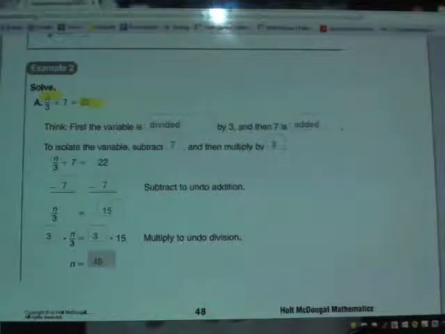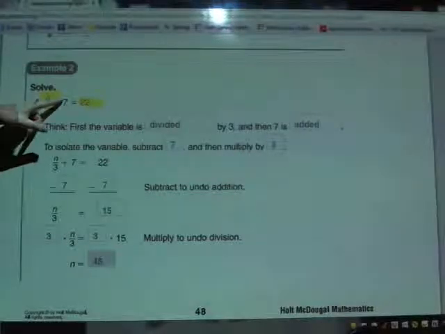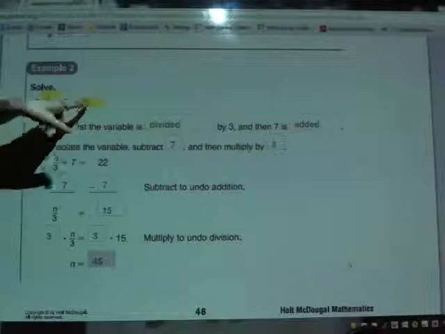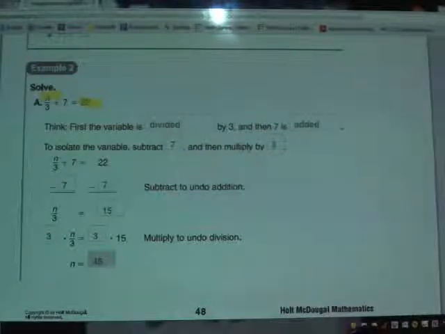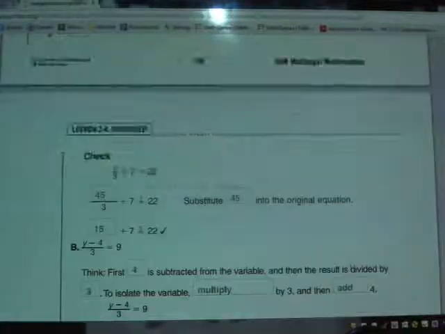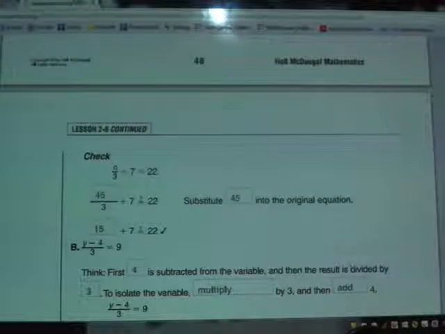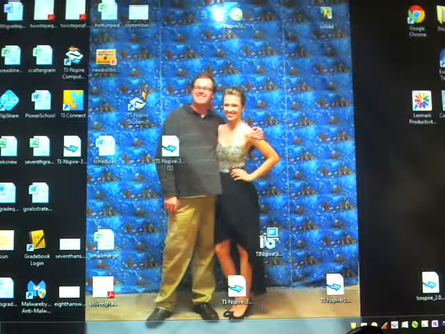Again, we can check that by plugging it back in for n. 45 divided by 3 is 15. 15 plus 7 is 22. Since the other side says 22, we know we did this correctly. Remember, when you're checking, make sure you apply the order of operations. Here, indeed, now they are showing you that check, as I just presented to you, changing n into 45, doing 45 divided by 3, which is 15, and then adding the 7, which gives me 22.